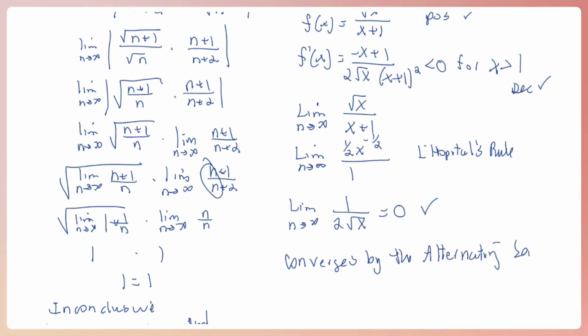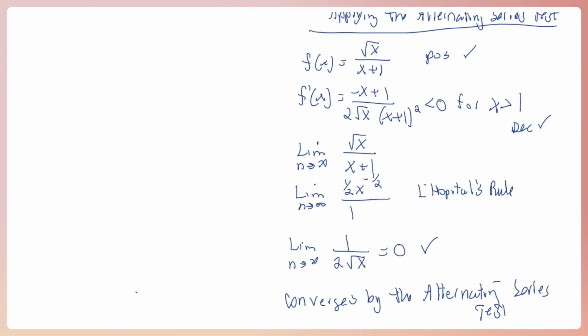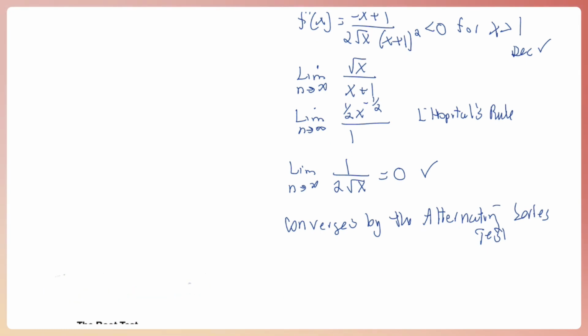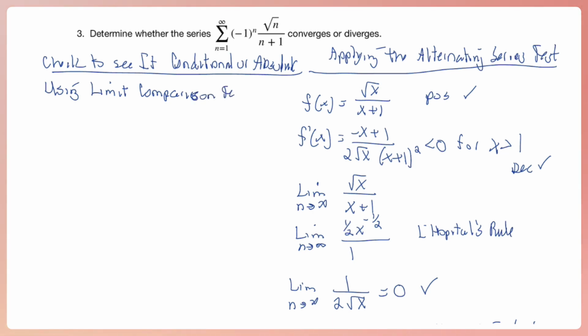But we are not done. Now that we know it converges by the alternating series test, we have to check: is it conditionally convergent or absolutely convergent? To test this, I'm going to use the limit comparison test. Let's compare our function to 1 over the square root of n, which is 1 over n to the 1 half. This is a p series. P is less than 1, so this is a divergent p series.